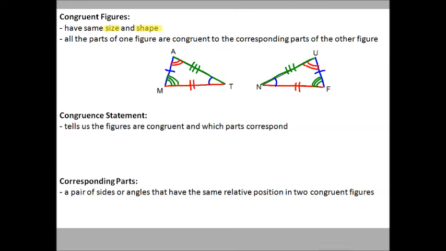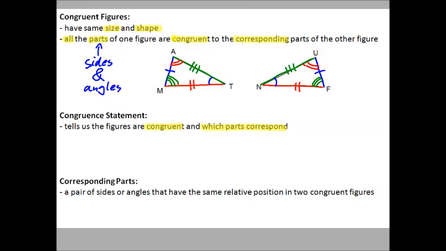So as we said before, all the parts, and when we say all the parts, we mean the sides and the angles of one figure have to be congruent to the corresponding parts of the other figure. And if we find that, then we can write a congruent statement. A congruent statement tells us the figures are congruent and which parts correspond.